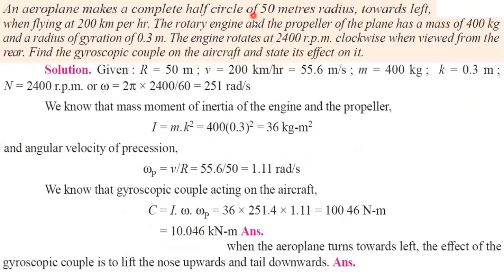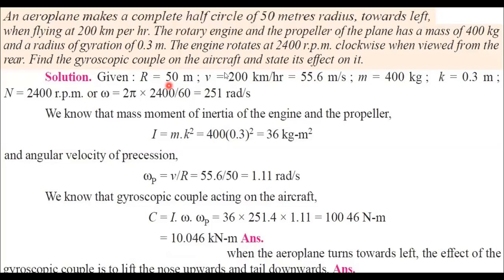An aeroplane makes a complete half circle of 50 meters. So R is 50 meter radius towards the left. Just note down which direction it's taking. It is turning towards the left. When flying at 200 km per hour, so velocity is 200 km per hour, convert into meter per second, so into 1000 divided by 3600.